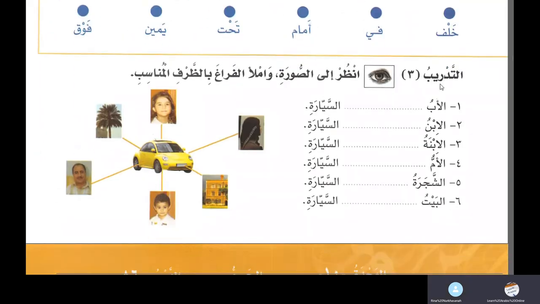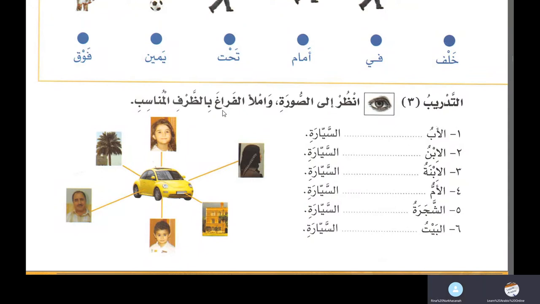Okay. The third exercise: look at the picture and fill the blank with the appropriate preposition. So the father is on the right side of the car. So you will say, the father is on the right of the car, okay? Then the son is under the car. So you will say, the son is under the car. Then the daughter is above the car. So you will say, the daughter is above the car. So this way you will fill all these blanks.